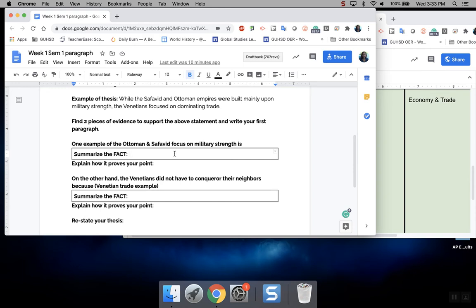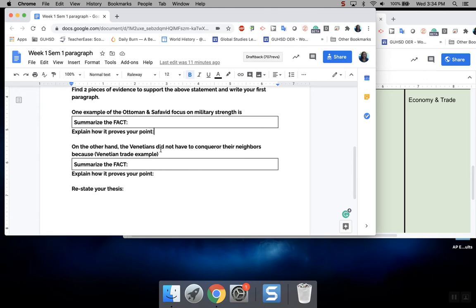Well, just because I explain how big an empire is doesn't mean that I've proved that it was built on military strength. So I need to explain how this proves my point. So I might say something like, because the Ottoman Empire was consistently expanding, they had to make sure they had a strong military in order to be able to control it. So that would be my analysis to prove my point. So you need to make sure that you have your evidence, and then you explain how it proves your point.